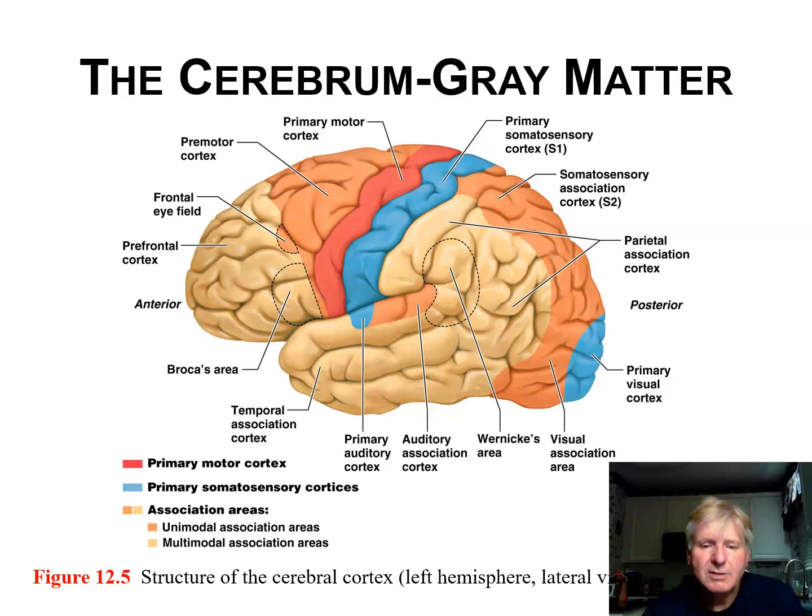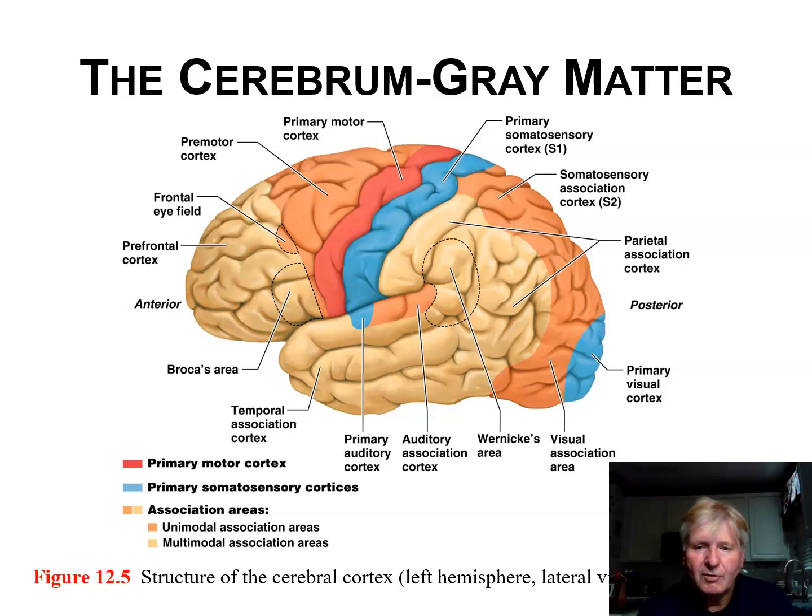So this is a colored image showing you the different lobes of the brain with the primary motor cortex, somatosensory cortex, the association areas associated with their respective lobes. Everything that you see in yellow is association, that's what we call multimodal association, because it can be associated with more than one type of task. Whereas the orange areas are the unimodal association areas. They're only associated with one task at hand.